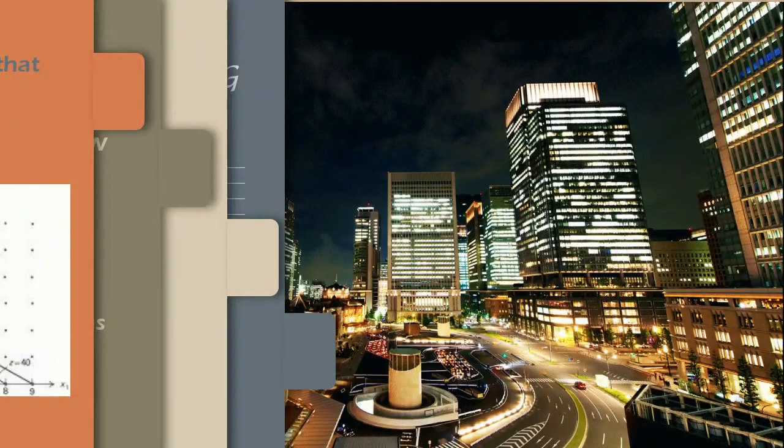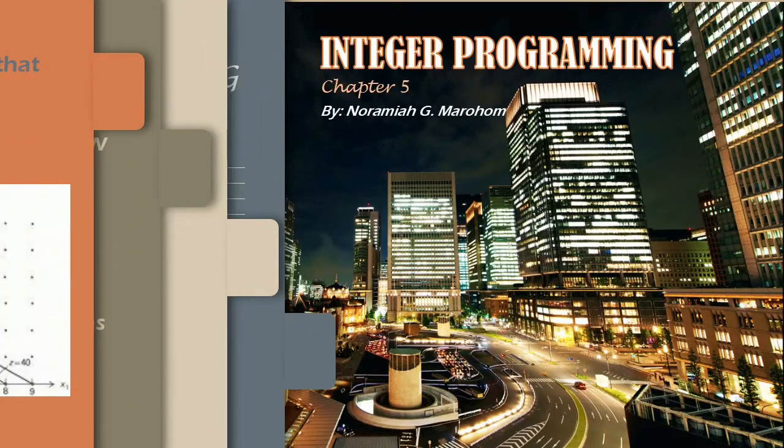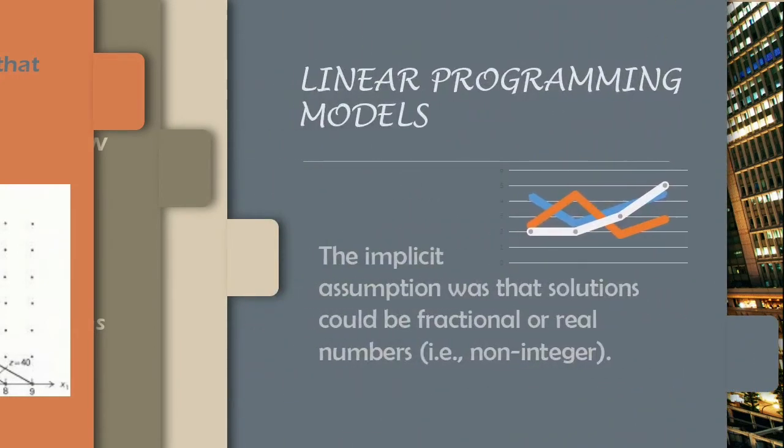Good day everyone. We are here to tackle integer programming in chapter 5. In the linear programming models formulated and solved in the previous chapters, the implicit assumption was that solutions could be fractional or real numbers, that is, non-integer. However, non-integer solutions are not always practical.